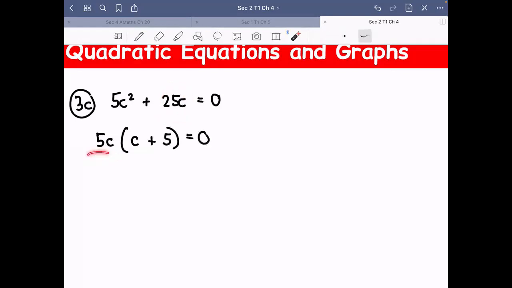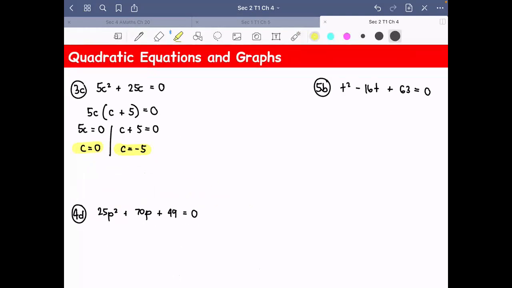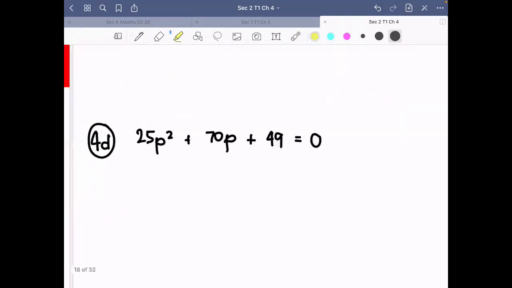So you do have your factors now, right? So that's it. So 5c times c plus 5 equals 0, and then just equate both factors to 0. So 5c is equal to 0, and then c plus 5 is equal to 0. So here c is 0, and then the other one is negative 5. So these are your answers for 3c. Okay. And then how about for 4d?